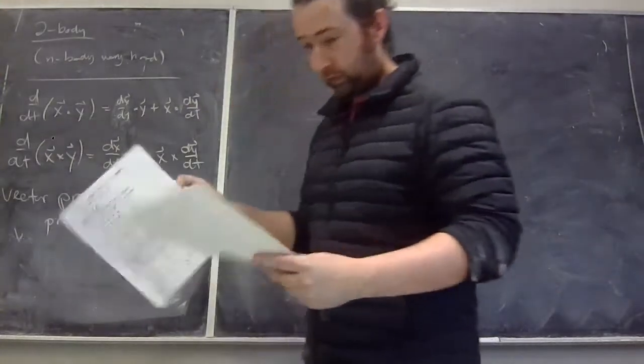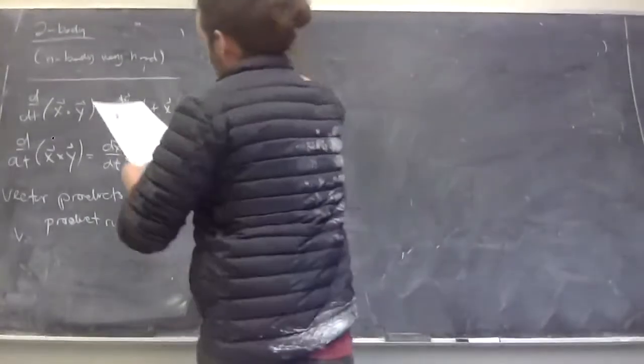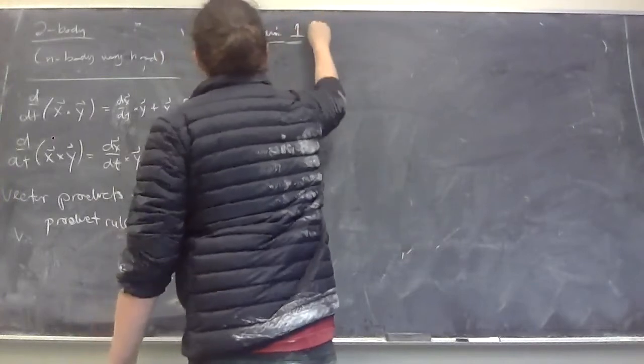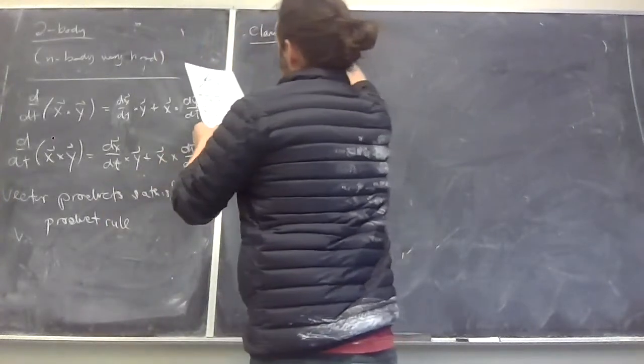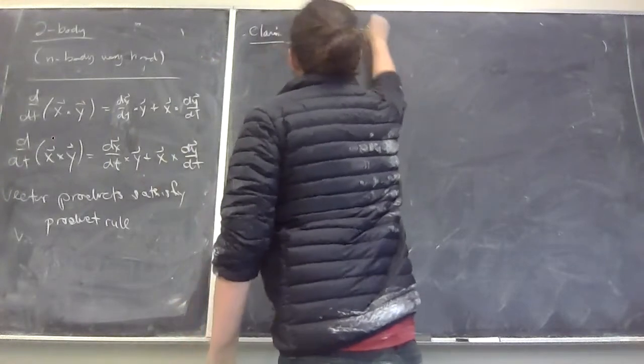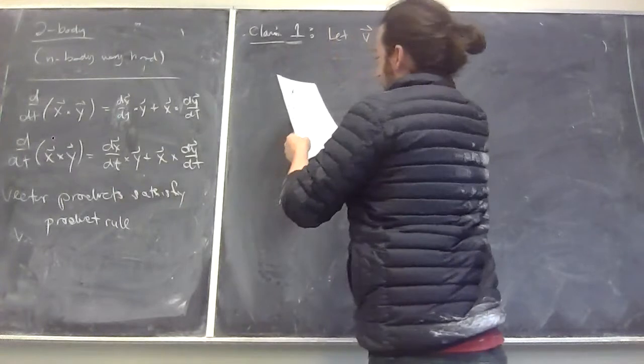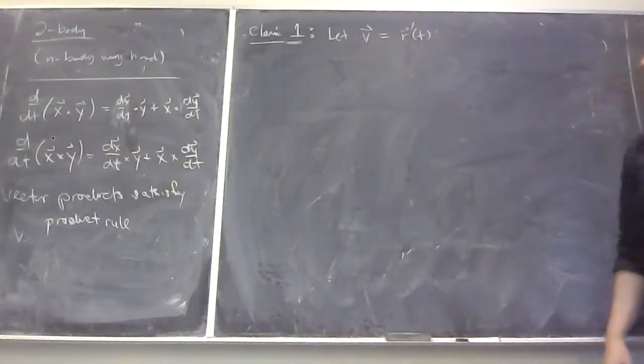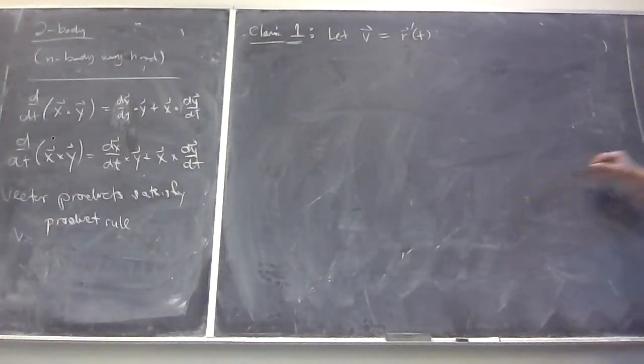Okay, so here's claim one. Let the velocity vector be equal to the derivative of the position vector, so V is r prime of t. I'll put our picture over here. Imagine this is the planet P, and this is the sun at the origin. We've got the vector r right here, and r prime. This is changing with respect to time, so this is moving, and we're going to take the derivative.